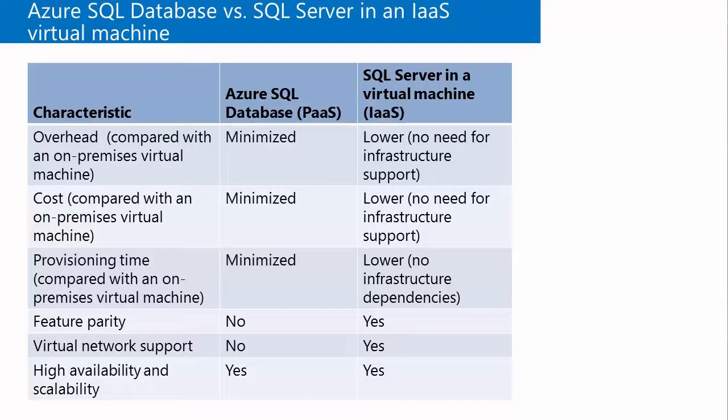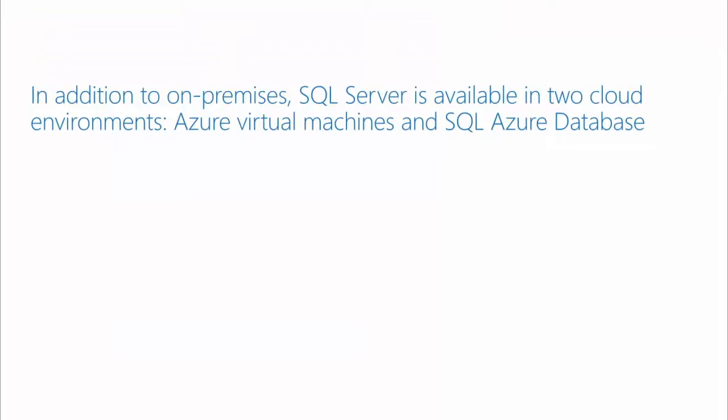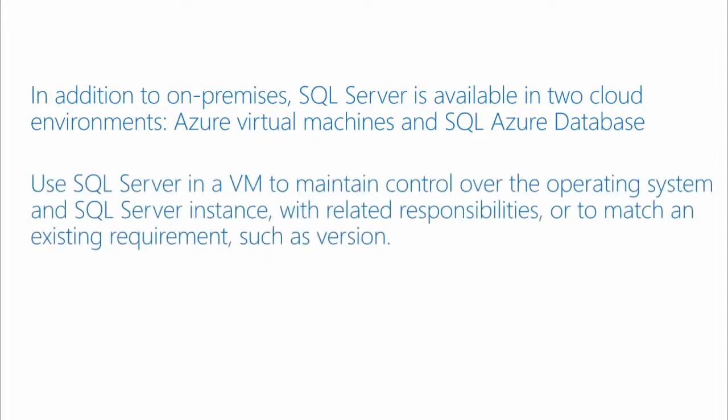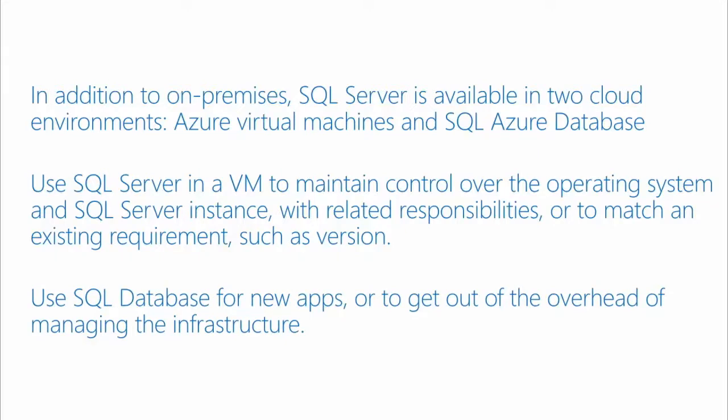Sure. Makes sense. So what have we learned in this module? In addition to on-premises, SQL Server is available in two cloud environments, in an Azure SQL Virtual Machine and in Azure SQL Database. We also learned that if we want to maintain control over the operating system and the SQL Server instance, we should use SQL Server in a VM. But that does mean that we have the responsibility for all of the related tasks. We might also use SQL Server in a VM if we need to match an existing requirement for an application, such as a particular version of the operating system or version of SQL Server. For new applications, or to get out of the business of having to manage the infrastructure, we heard that we might want to use SQL Database.